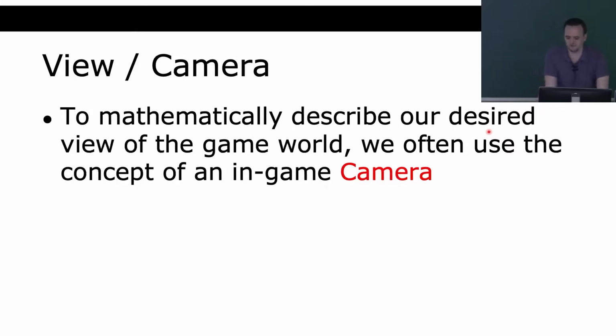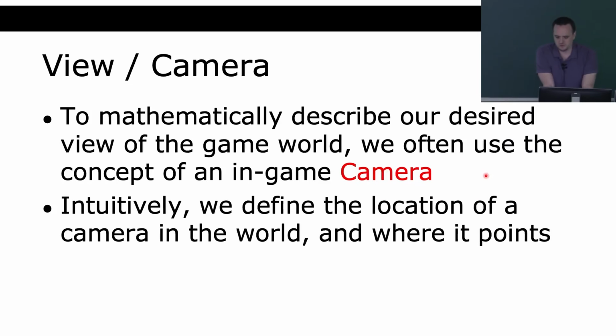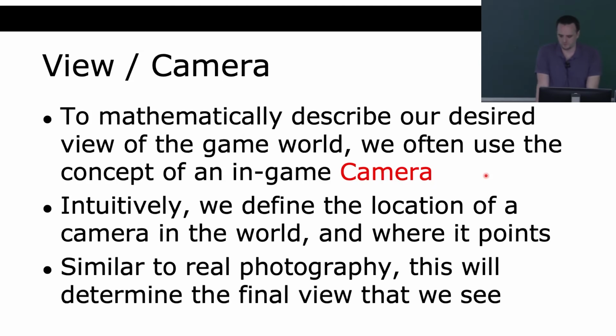So to mathematically describe our desired view of the game world, we often use the concept of an in-game camera. Just like a camera in the real world, intuitively we can define the location of the camera in the world and where it points to. If I took a real camera and put it up in that corner, pointing towards a particular location, and that camera had a specific focal length or zoom level, it would be taking a picture of a certain part of that world. So similar to real photography, this will determine the final view that we see.